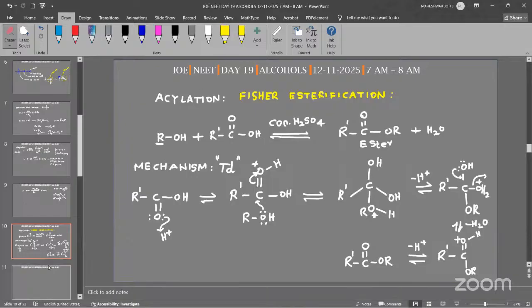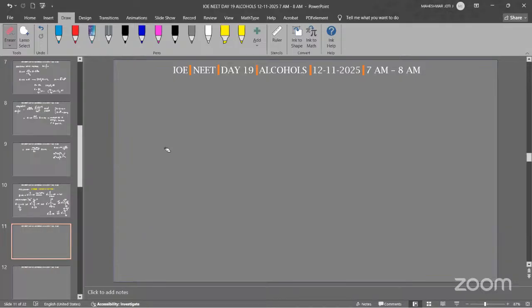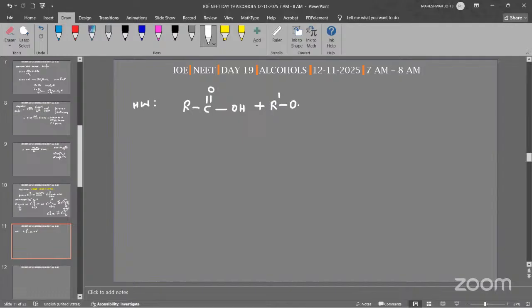Right. Now, I'll give you one question. See, RCOOH and R dash OH. Now, if this oxygen is labeled with a star mark, then how many products are possible? How many products are possible? Right? Number of products.